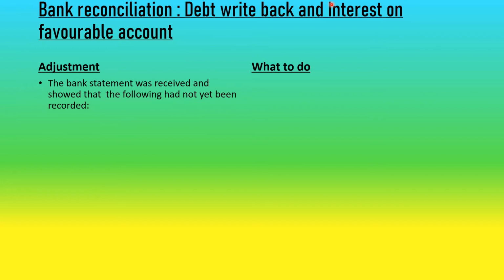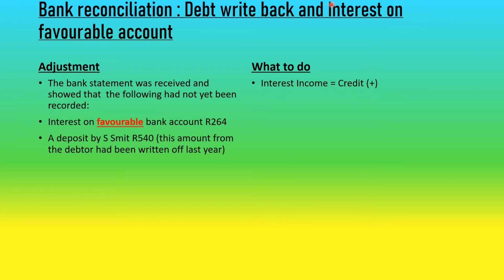The next adjustment I'd like to do relates to bank reconciliation. The adjustment is as follows. The bank statement was received and the following has not yet been processed. Interest on favorable bank account and a deposit by S. Smith. You will know from our bank reconciliation lesson that interest on bank account can only be known when you've received a statement, and also if a deposit has been made, you would only know once you've received the bank statement. So what do you do in this case?